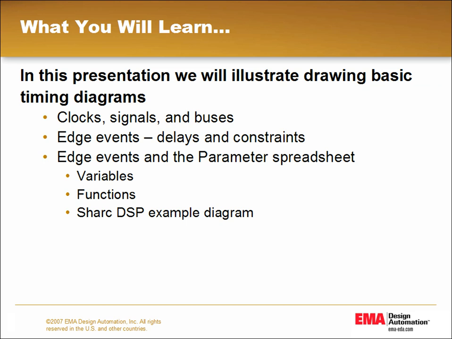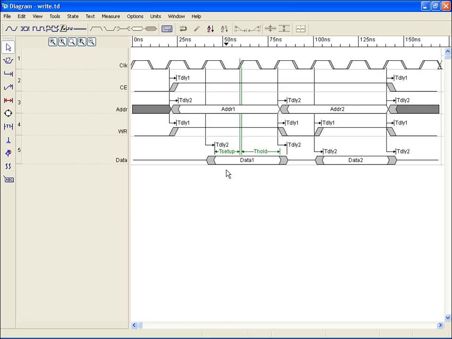So let's see what's involved in drawing simple diagrams by implementing a simple protocol. We'll create a diagram that should look like this one when we're finished. This is a write operation for some device. Here we need a clock, a chip enable, an address bus, a write enable, and a data bus.